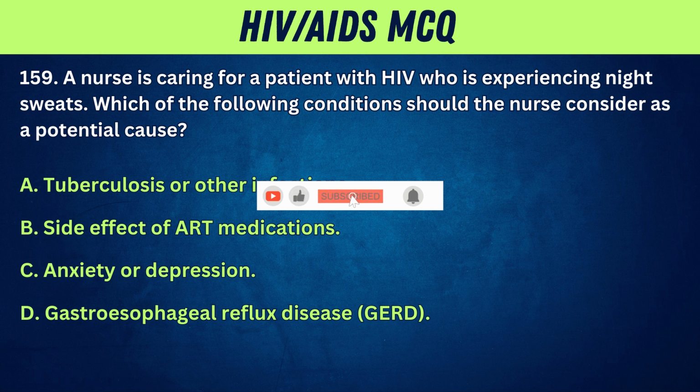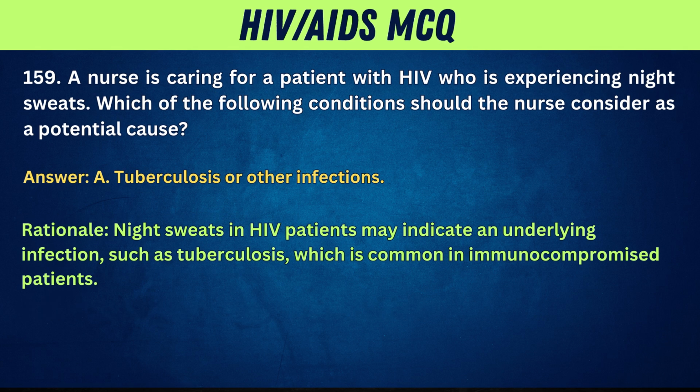159. A nurse is caring for a patient with HIV who is experiencing night sweats. Which of the following conditions should the nurse consider as a potential cause? A. Tuberculosis or other infections. B. Side effect of ART medications. C. Anxiety or depression. D. Gastroesophageal reflux disease (GERD).